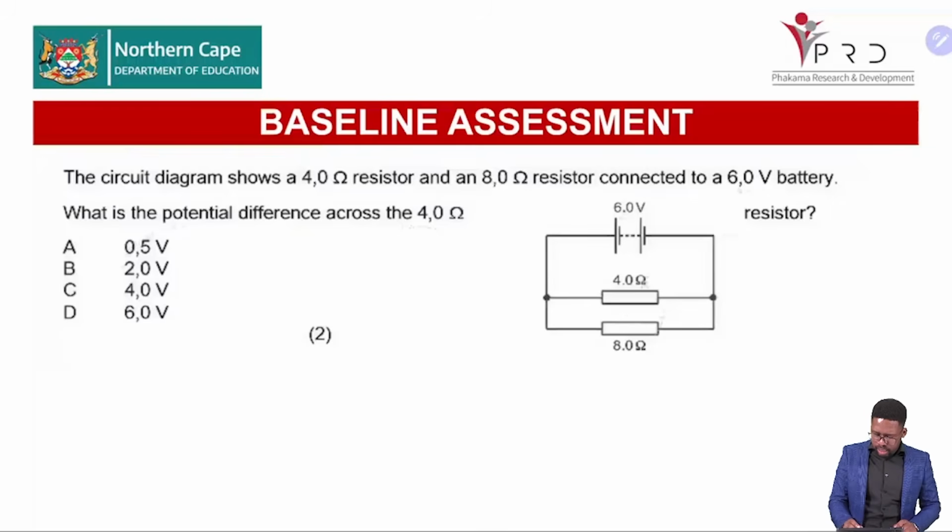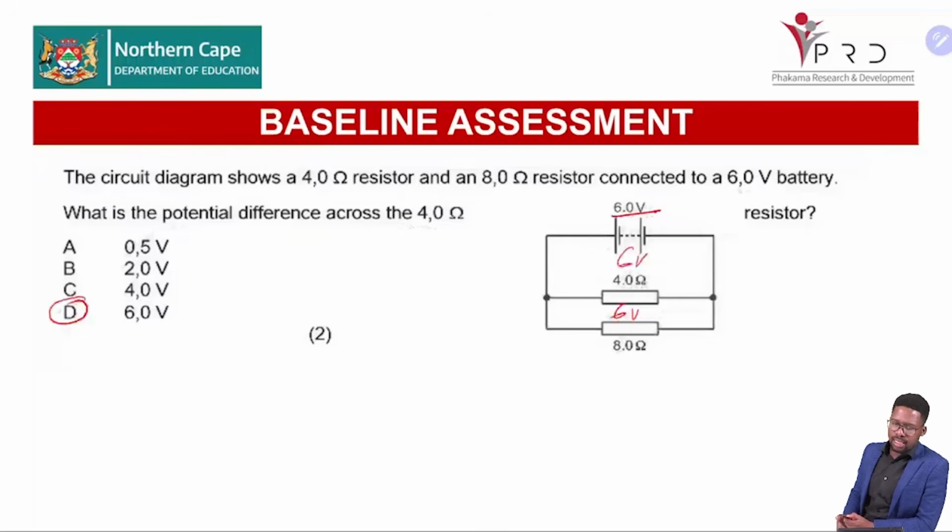So if we're having 6 volts here, then the potential difference across the 4 ohm resistor is going to be the same, 6 volts, and the potential difference across the 8 ohm resistor will be the same, 6 volts. Now you can look at the options. Which option has 6 volts? And your answer will be D. So that is the correct answer. It's D.